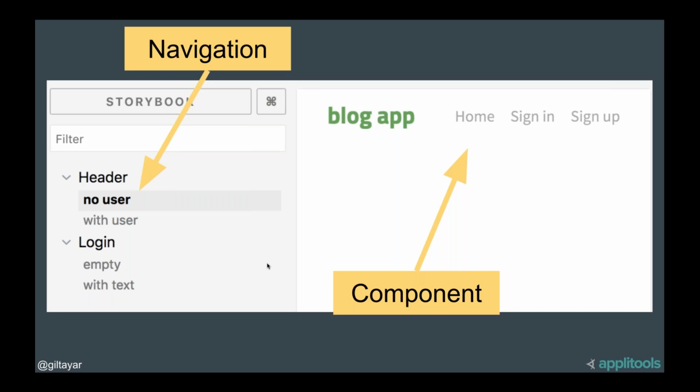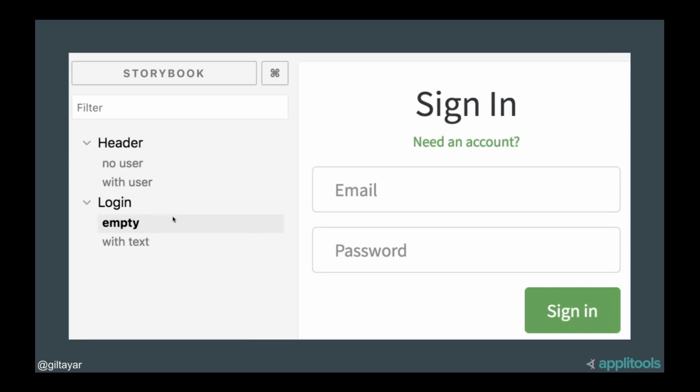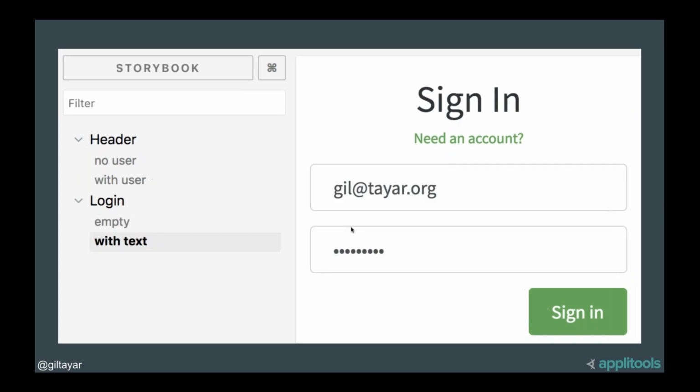I have the two stories, categories header and login. As you can see, the two stories: no user, with user, and empty and with text. Let's say I click on the no user. I see the header as it is when there is no user logged in. And if I click on with user, I can see the header as it is when there is a user. Same for login, empty login page, where I see email and password, I see the placeholder for that. And with text, non-empty placeholders and the sign in button.